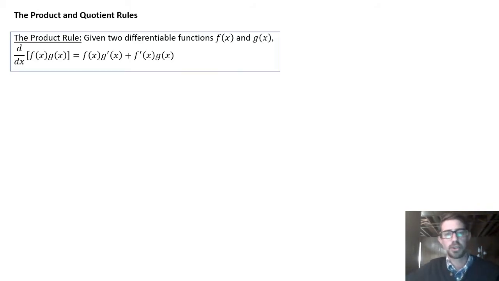It says, given two differentiable functions, f and g, the derivative of f of x times g of x is f of x times g prime of x plus f prime of x times g of x. So in plain terms, the derivative of a product of functions is the first function times the derivative of the second function plus the derivative of the first function times the second function.